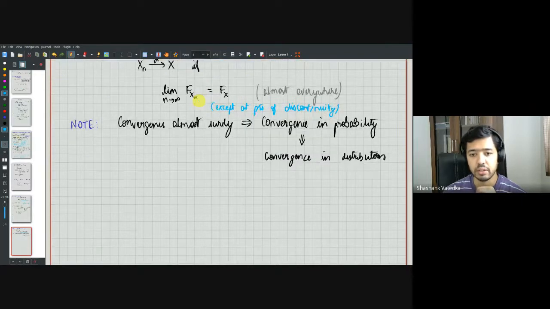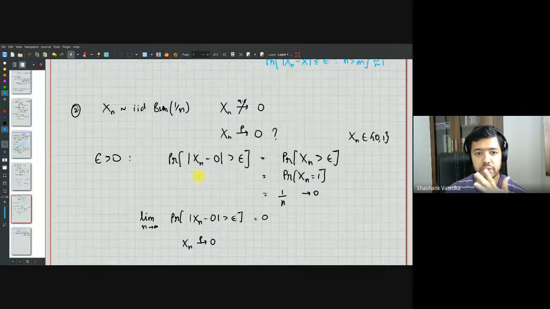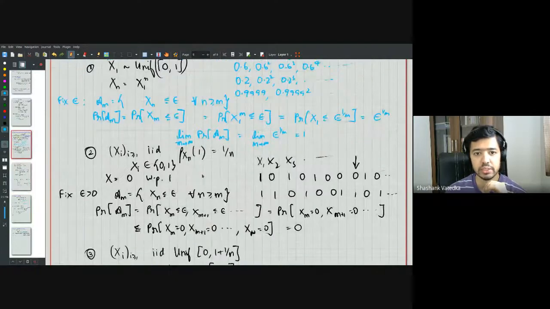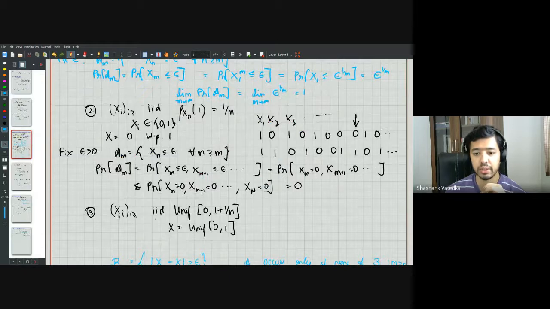Okay, and again, at the face of it, it may seem like all these notions are almost the same, but the best way to understand the difference is through these three examples. All right, so we have these three examples over here: example 1, example 2, and example 3.